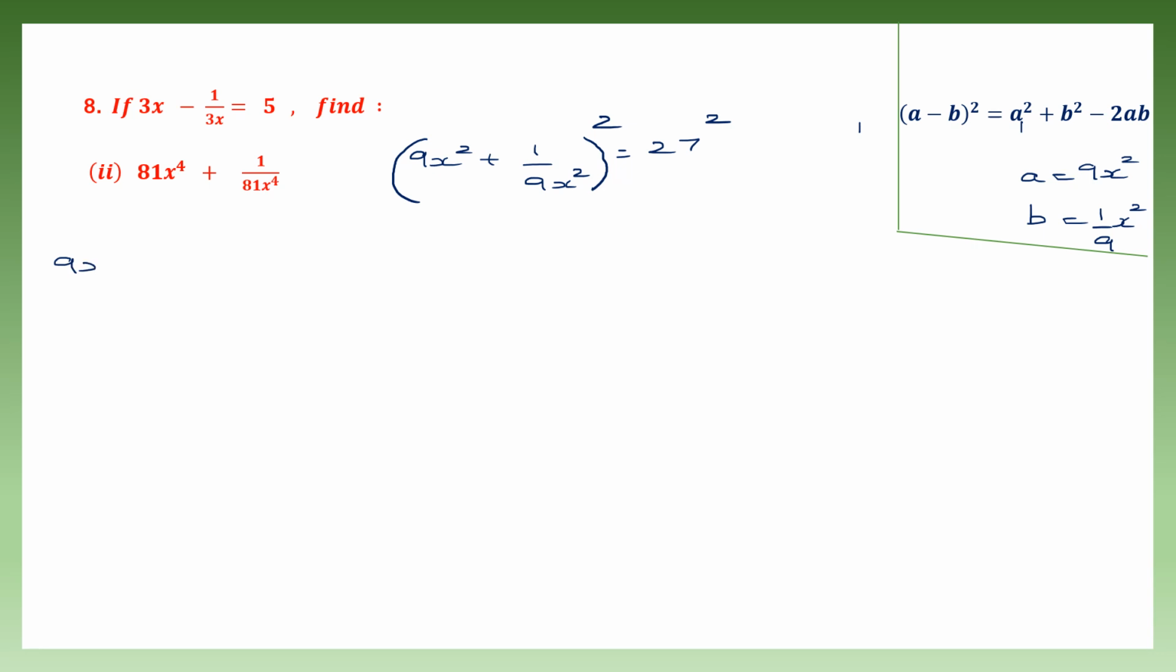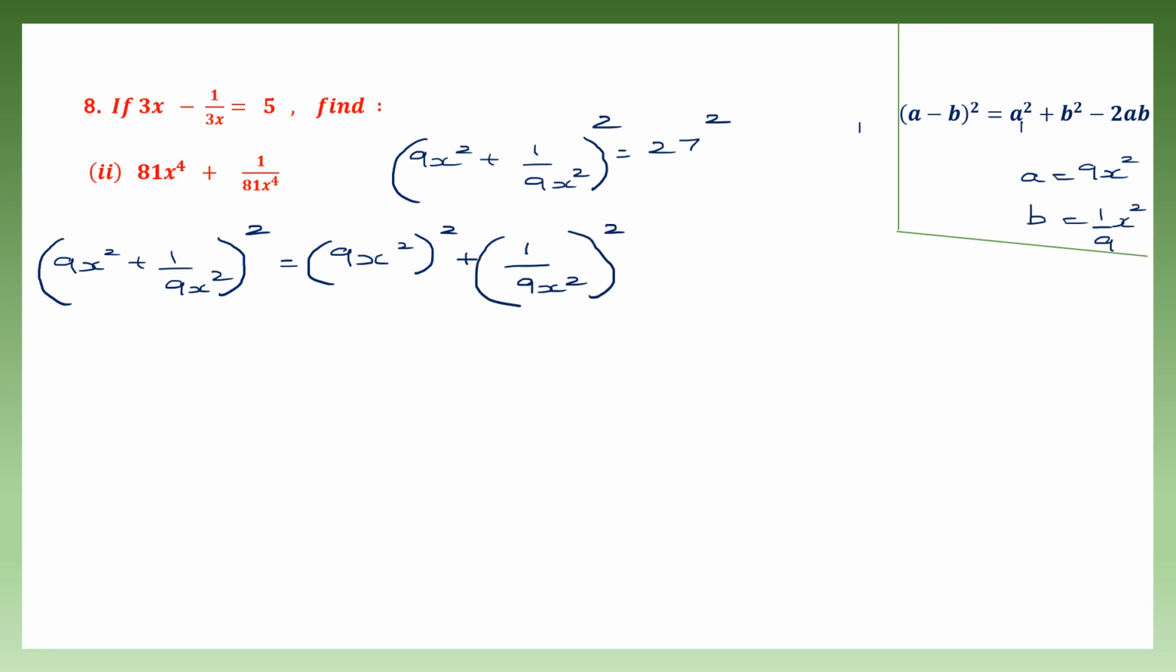So that is 9x square plus 1 by 9x square, the whole square of this. The whole square of this is in the form of a plus b the whole square. So that is a square. And what is a? 9x square. This is a. Now I have to square this whole thing. Plus b square. And what is b? b is 1 by 9x square. Now find the square of this whole thing. Plus 2ab. 2 into a, which is 9x square, into b, which is 1 by 9x square.